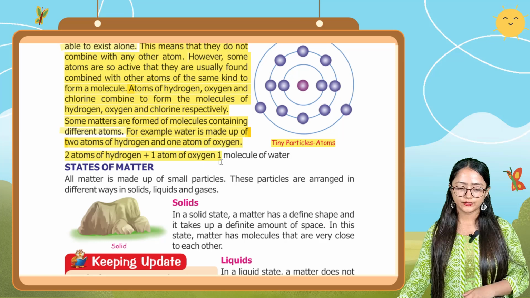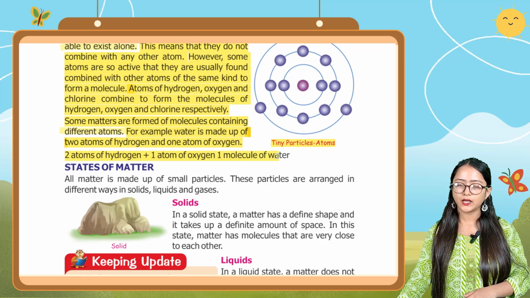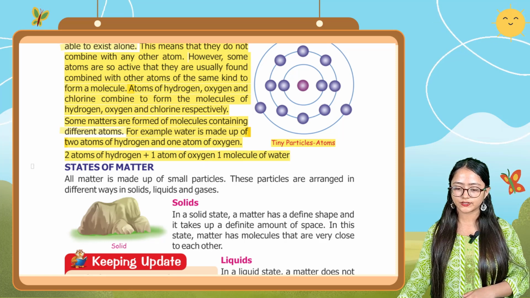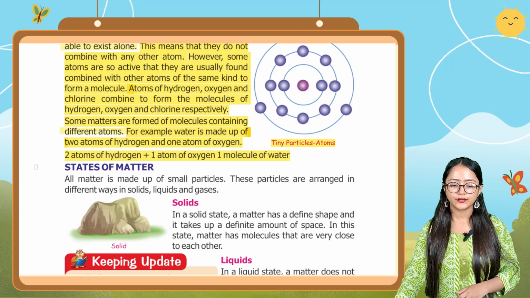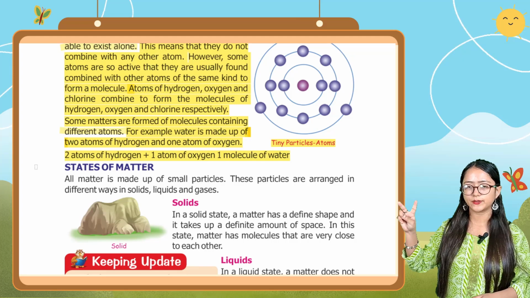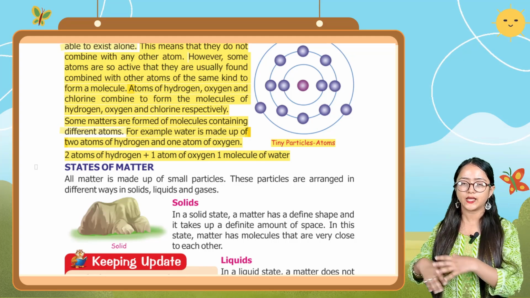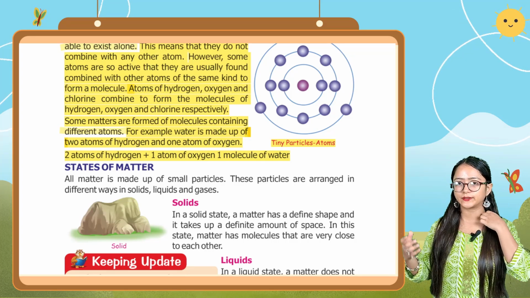So here you can see that 2 atoms of hydrogen plus 1 atom of oxygen equals 1 molecule of water. Here it is given that 2 atoms of hydrogen mix with 1 atom of oxygen and make up what? It makes water.